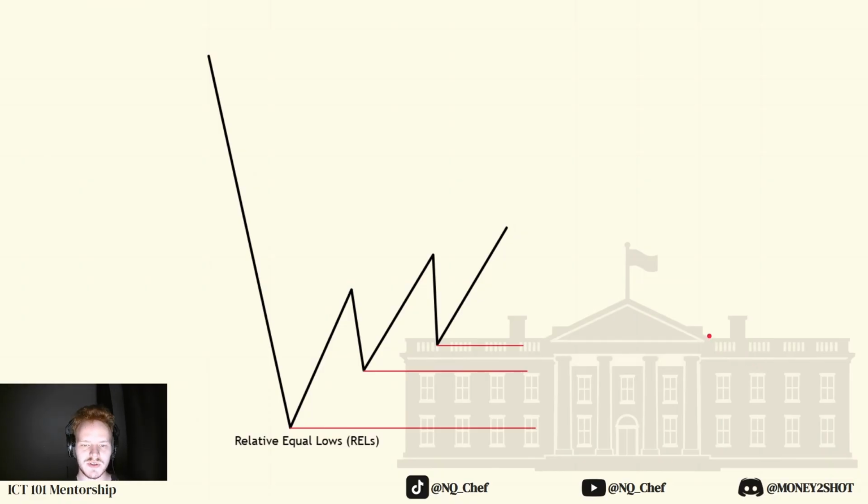Now, let's go to the sell side example. We have relative equal lows, where price is going higher and leaving out lows, relatively the same level.